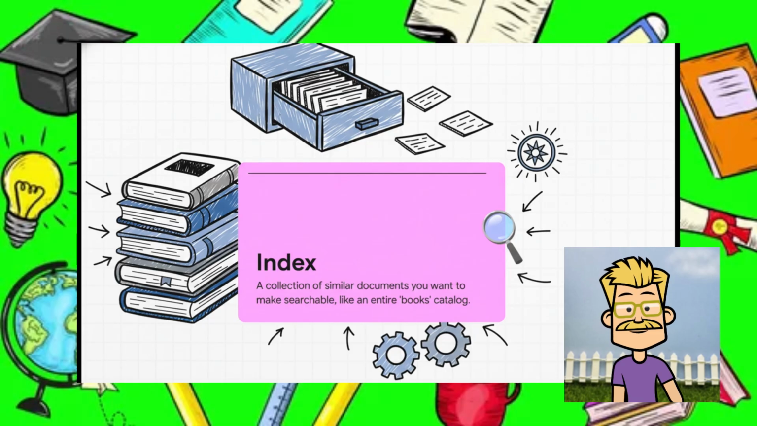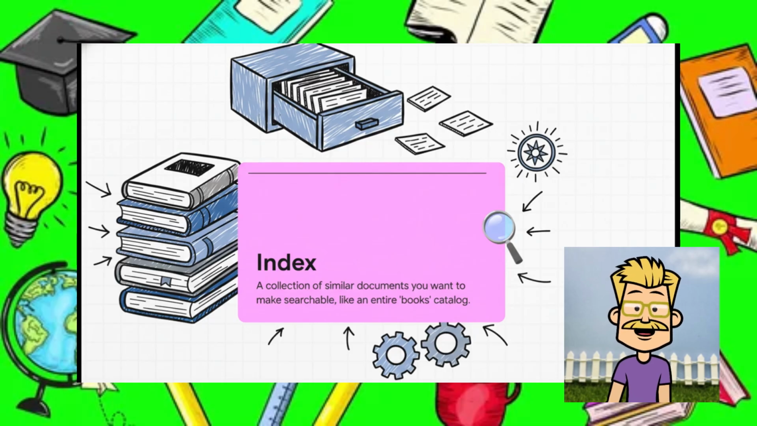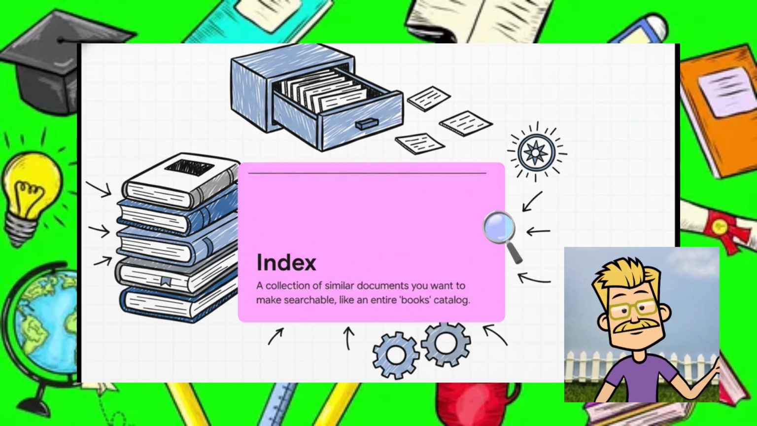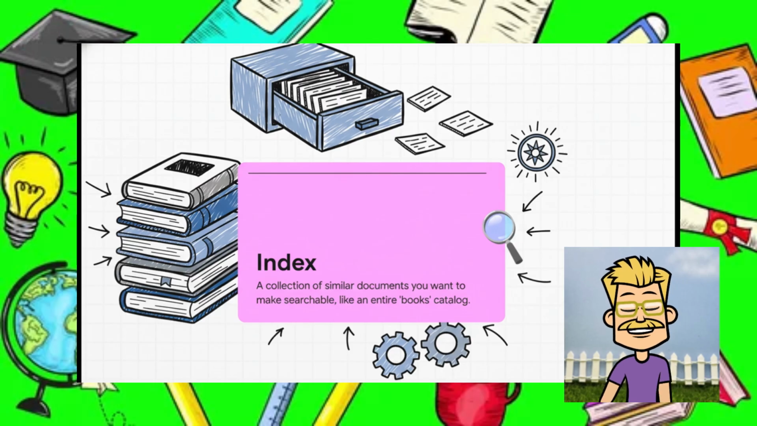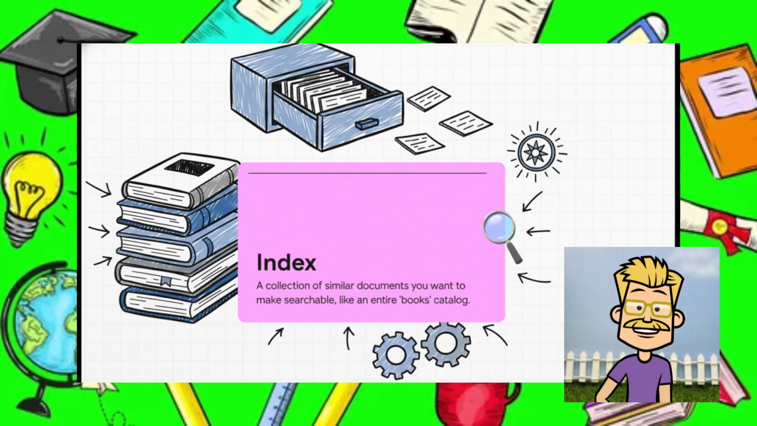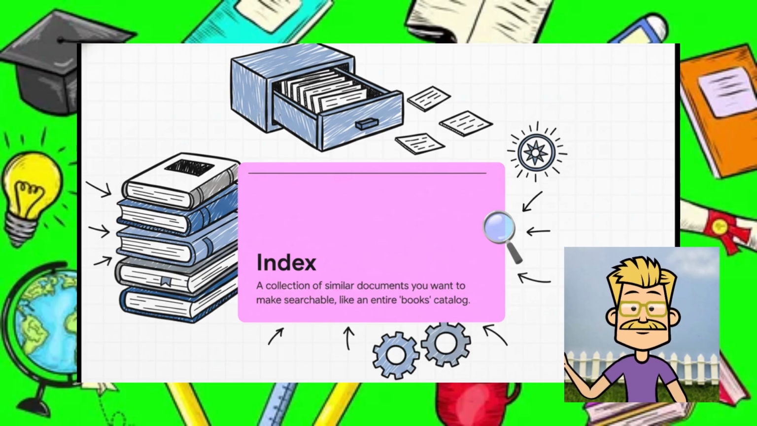Okay, so where do we put all these book documents? Well, we gather them up and put them into an index. An index is really just a collection of similar documents that we want to be able to search through. You can think of it as our entire books catalog. It's the big, searchable library where all our book documents get to live.